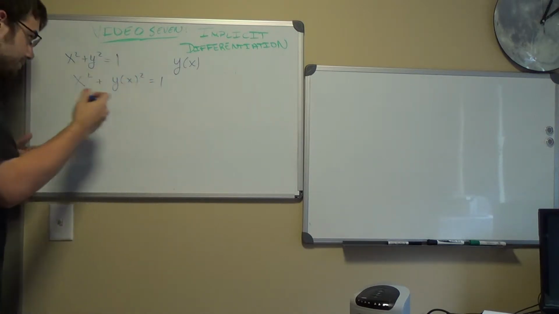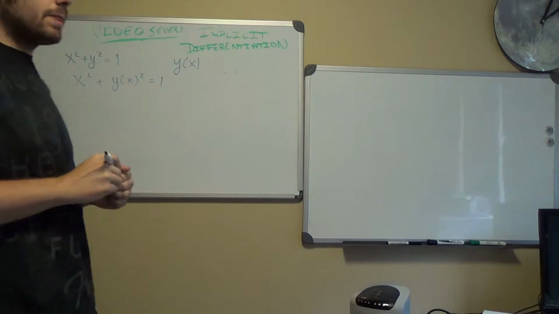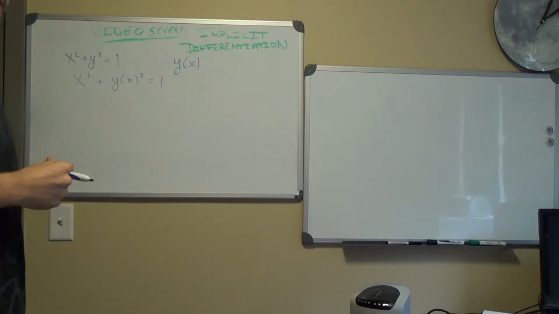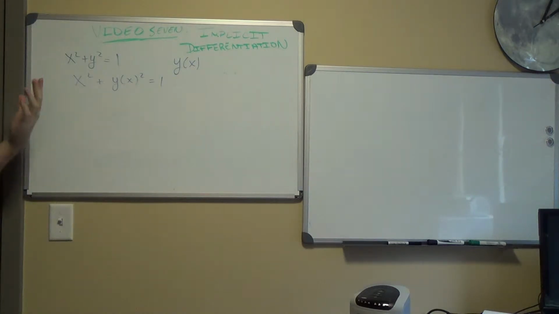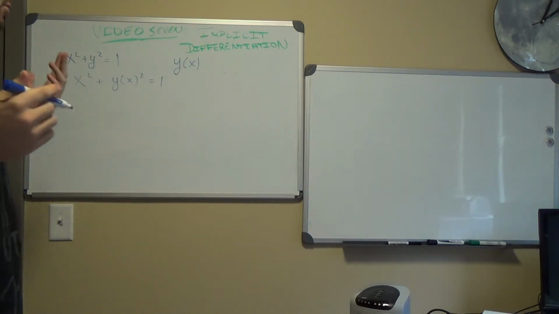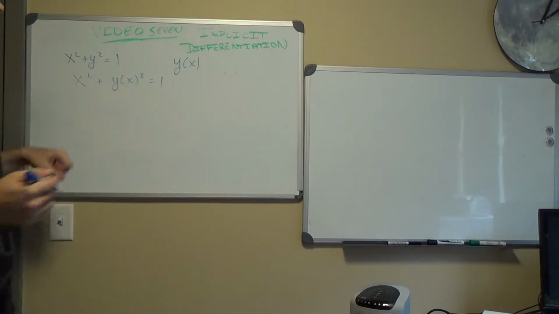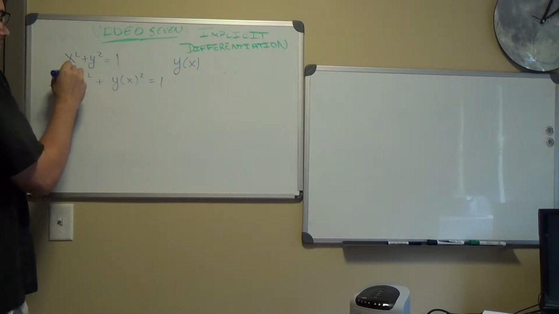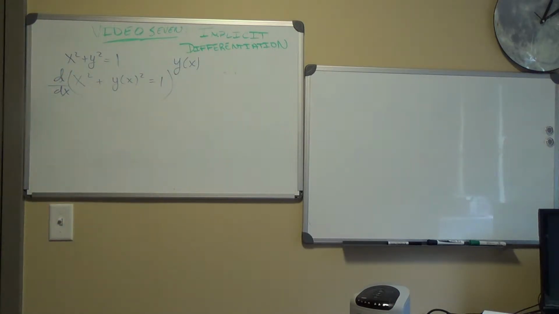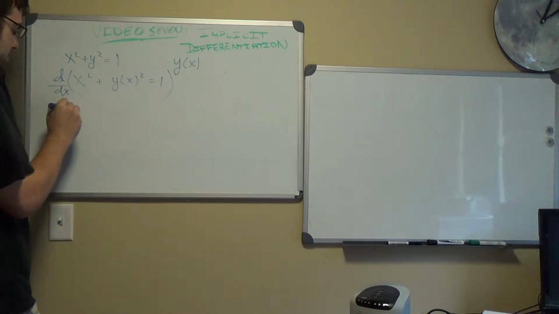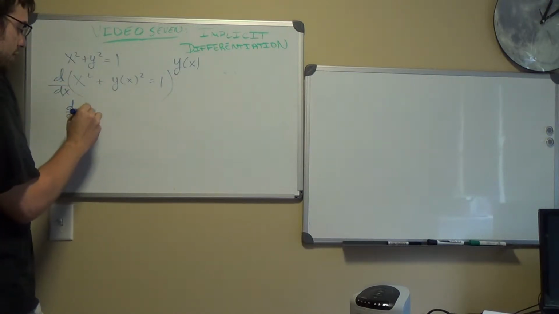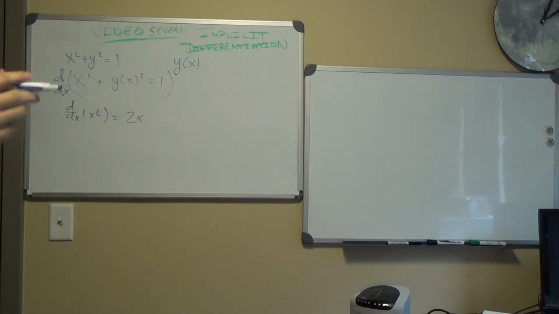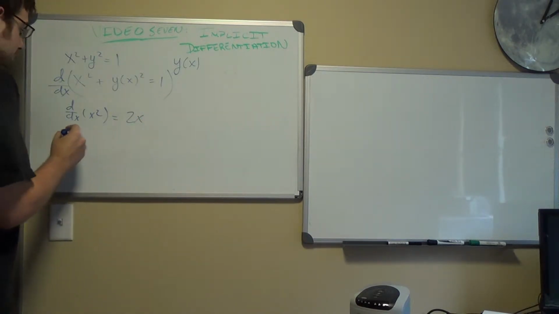If you remember from pre-calculus, this is the equation for a unit circle. So what we're trying to do is find the derivative of the unit circle with respect to x. So let's do that. d/dx of x squared is easy, it's just 2x. Now here's where we're going to run into problems.